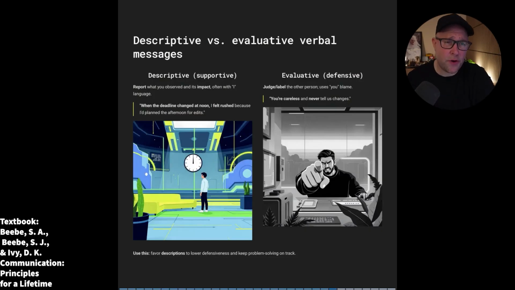It's also important to distinguish between descriptive and evaluative verbal messages. Descriptive messages are when you report what you observed and its impact, often with I language. For example, when the deadline changed at noon, I felt rushed because I'd planned for the afternoon for edits. Evaluative language often comes across as defensive, can judge and label the other person, and it often uses the word you to blame. How can we use this? Favor descriptions to lower defensiveness and keep problem solving on track.